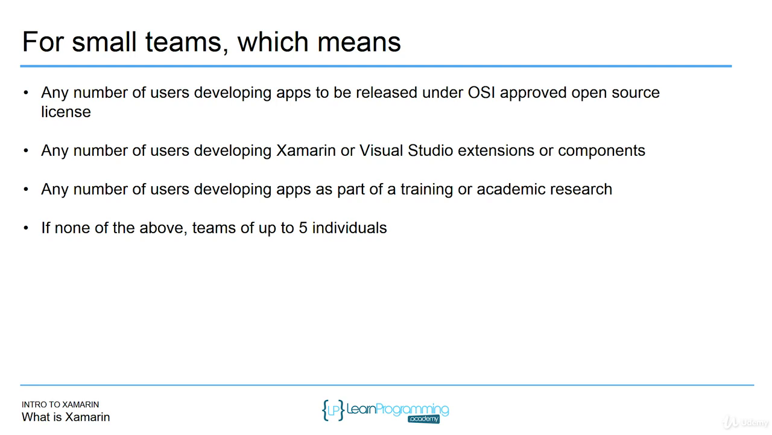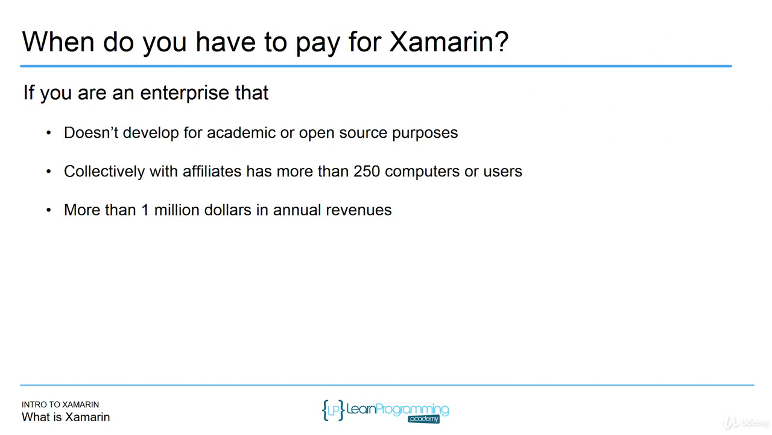If none of these three first points are true for you, well, if your team is up to 5 individuals, you can still use Xamarin for free no matter what you're building. So really the question is, when do you have to pay for Xamarin? Well, if you're an enterprise, by the definition of Microsoft, which is that you collectively with your affiliates have more than 250 computers or users, or you have more than $1 million in annual revenues, that is $1 million or its equivalent in your own currency, then you are an enterprise.